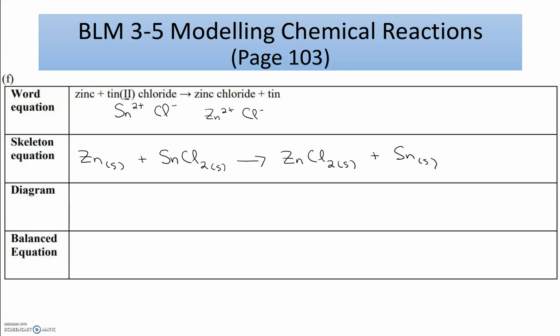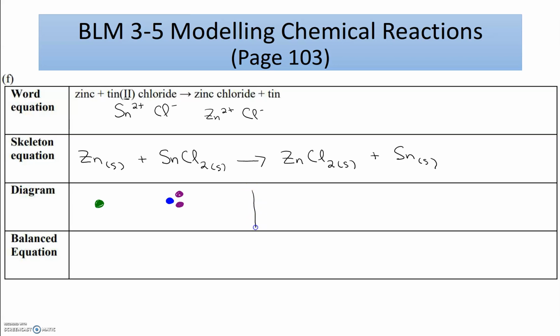So when I do my diagram, I'm going to give each element its own color, and we don't have any polyatomic ions here to worry about, so I'm going to give zinc green. So I've got zinc all by itself. Then I've got tin chloride, and I'm going to make tin purple, or sorry, blue, and I'm going to make chlorine purple, and I've got 2 chlorines paired up there with tin.